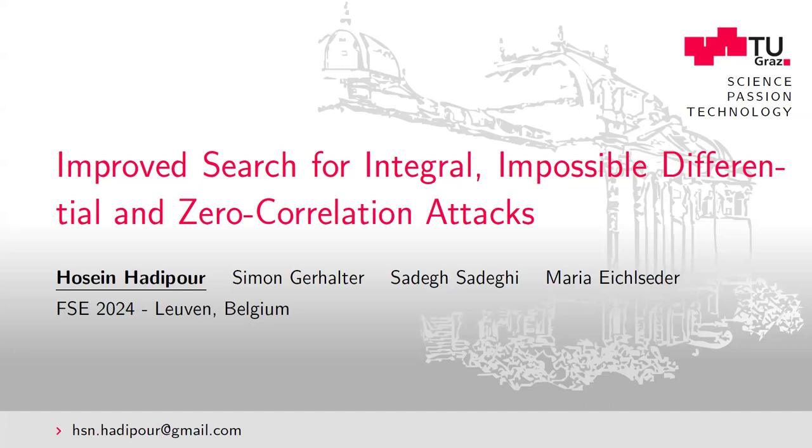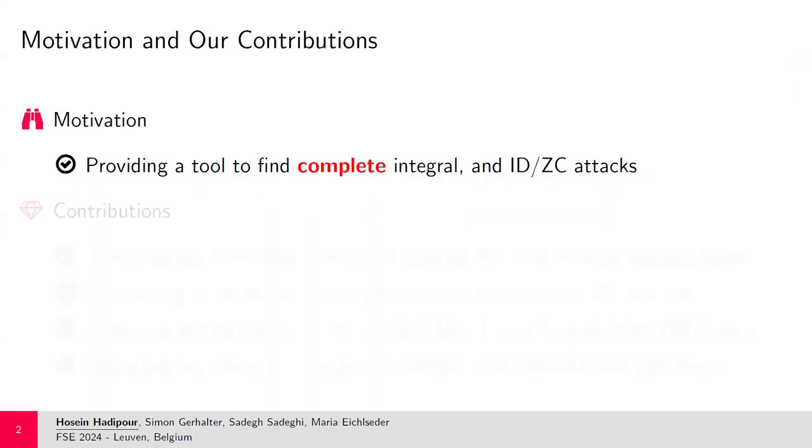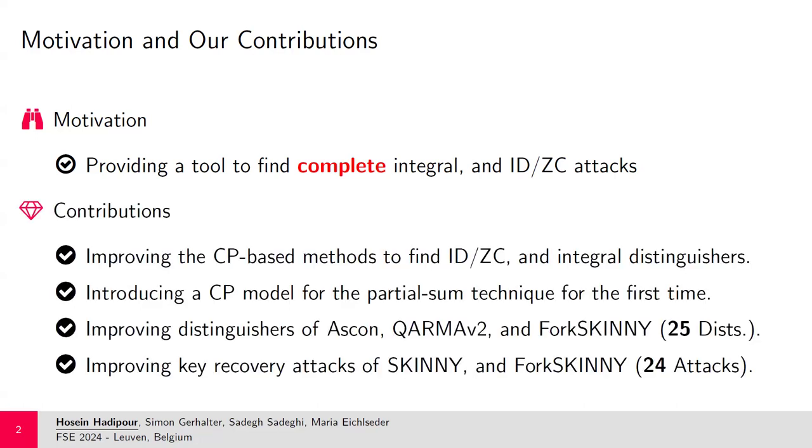This is a joint work with Simon Gerhalter, Sadegh Sadeghi, and Maria Eichlseder. So I'm going to present our tool to find complete integral, impossible differential, and zero correlation attacks. And by complete, I mean the full key-recovery attack, including the time, memory, and data complexity evaluations. To achieve this goal, we first improved our CP-based method from Eurocrypt 2023 from two aspects. We removed some of its limitations, and we also extended it to a bitwise model to be able to apply it to weakly aligned designs like Ascon as well. Originally, it was proposed for strongly aligned designs.